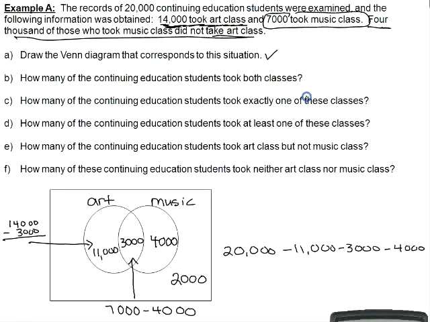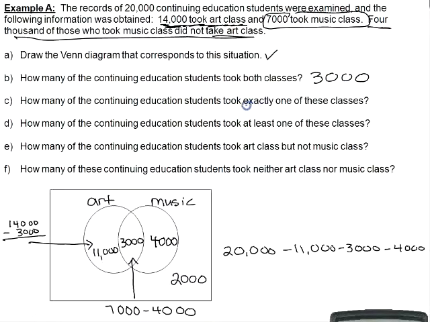Now we're going to use our Venn diagram to answer questions. Question B, how many students took both classes? Students who took both classes took art and music. They are the students common to art and music circles. There are 3,000 students who took both classes.